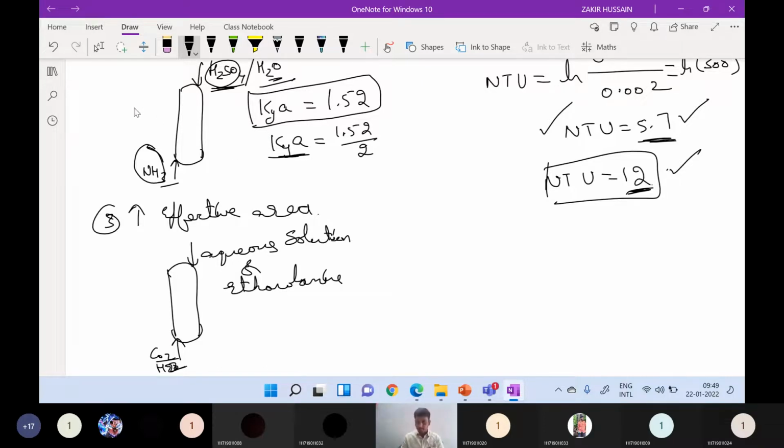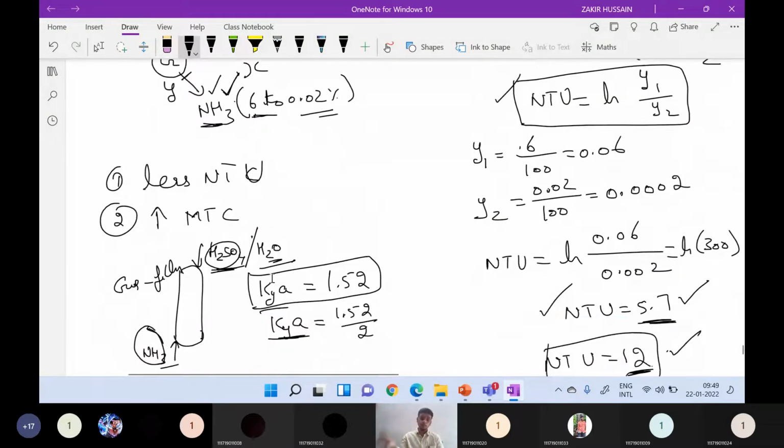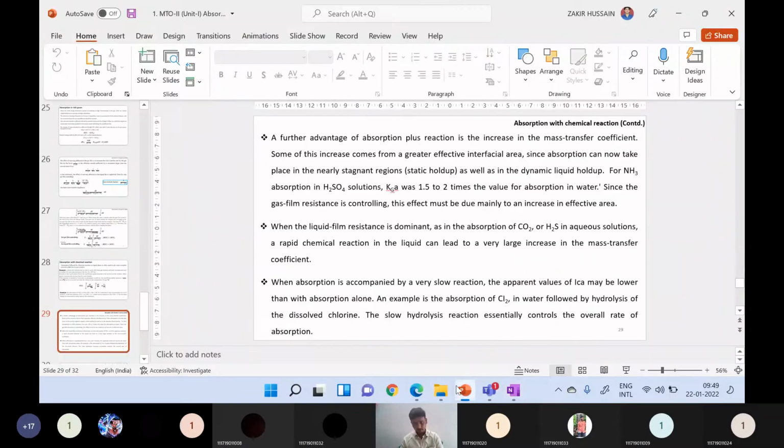Even if it is gas film controlling, its mass transfer coefficient will be increased. Even if it's liquid film controlling, its mass transfer coefficient is also increased. Due to this increase, the effective interfacial area will be very much increased. Due to this increase in effective interfacial area, the mass transfer coefficient will be nearly 2 times higher than the normal one. The same thing is given in the PPT also.